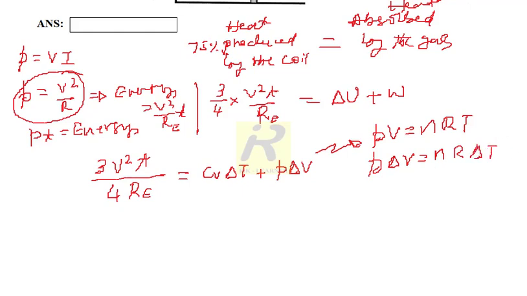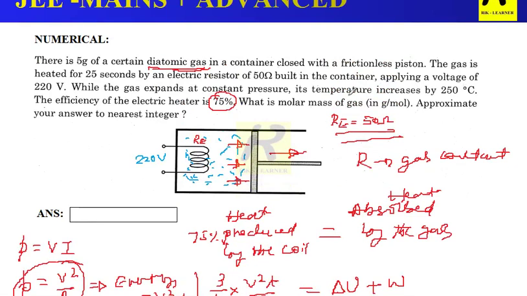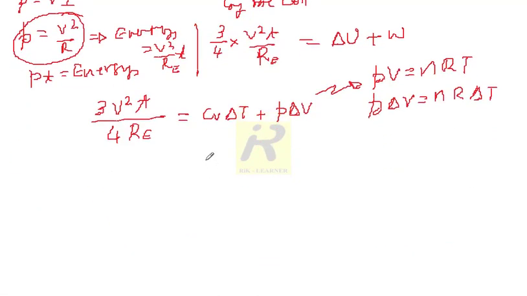But I know delta T, right? Here it is said its temperature increases by whose? That is gas. The gas temperature increases by this one. This is delta T. That means we are given delta T, the change in temperature. And further, this is nothing but number of moles, degrees of freedom divided by 2 into R. This is CV.